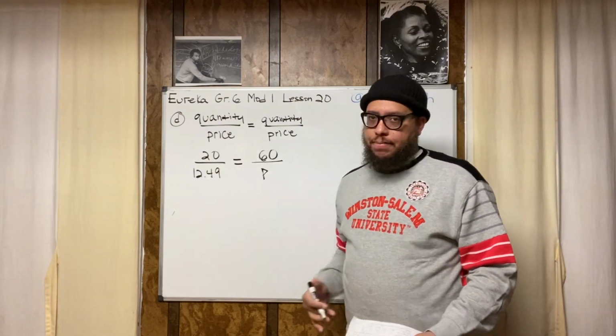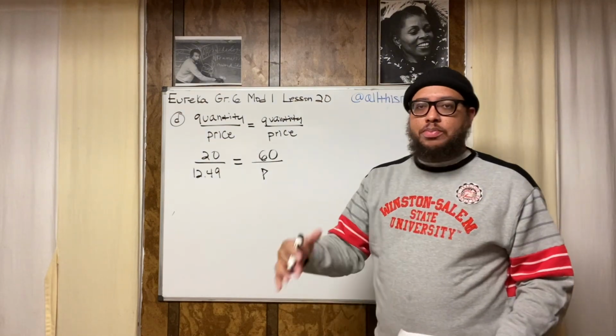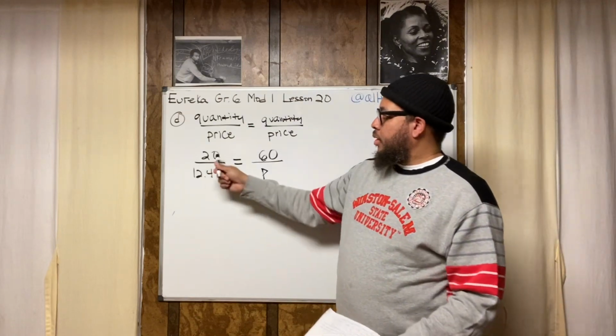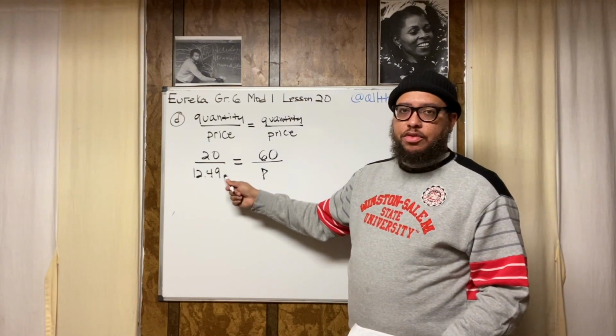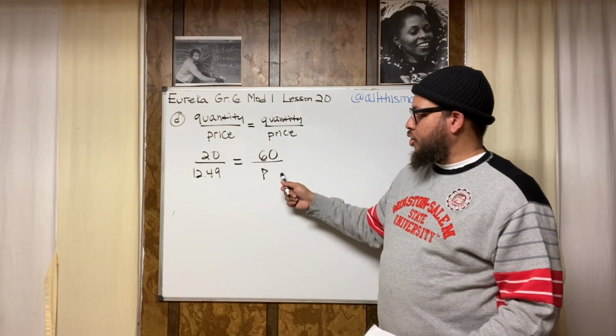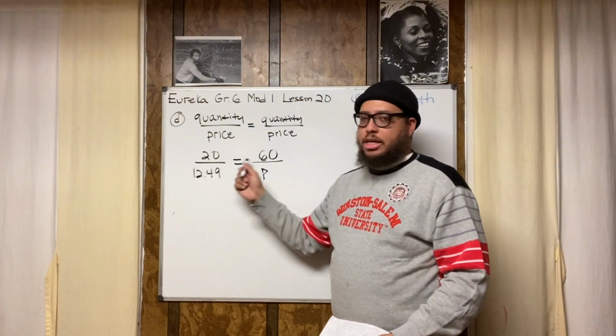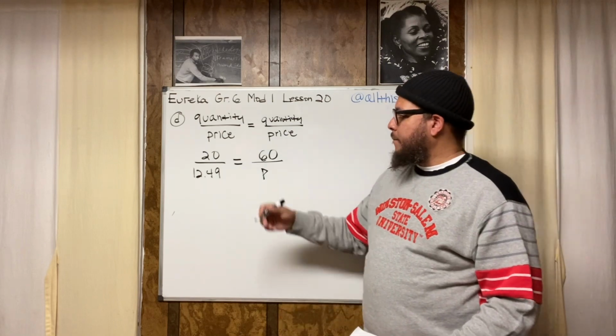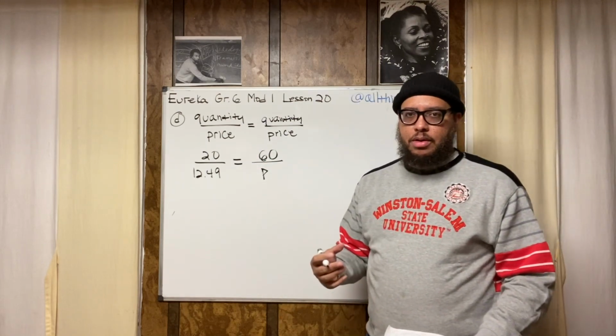This is the hardest part. We just finished the hardest part. The hardest part was setting this up from the beginning. 20 batteries cost $12.49. Now that's equal to 60 batteries, which cost a certain price. Now the reason that these fractions are equal to each other is because there's something called a unit rate, right?